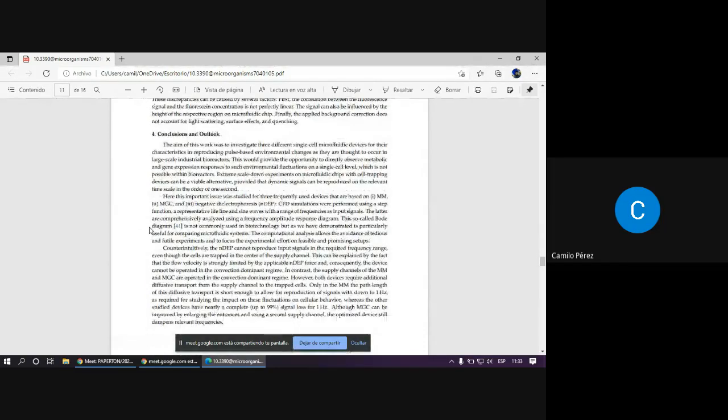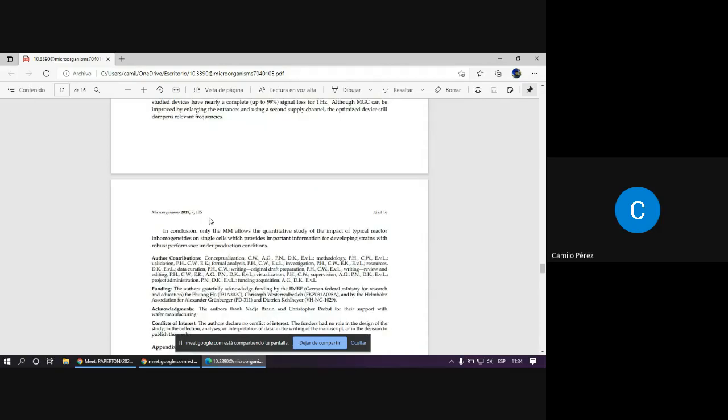Okay, to conclude, this strategy improves the conventional method, which depends on time, and in the future this method could improve different industrial bioreactors or replace industrial bioreactors. Okay, that is all. Thanks for the attention.